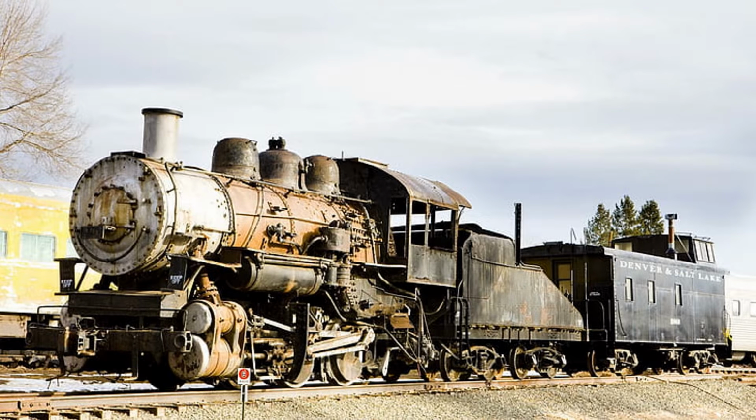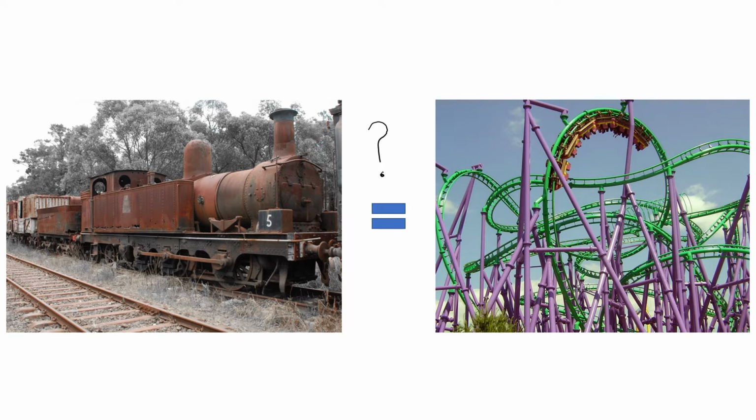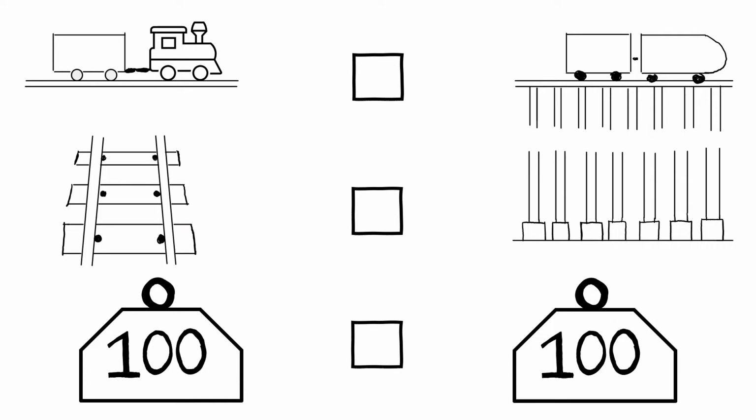Well, to understand that, we need to go all the way back to the early 1800s to the creation of the railroad. You may be wondering how the railroad could be anything like a roller coaster. How could they be connected? Well, as it turns out, they're actually very similar. They both have tracks and cars, both require supports in the ground, and both are extremely heavy and generate a lot of force.